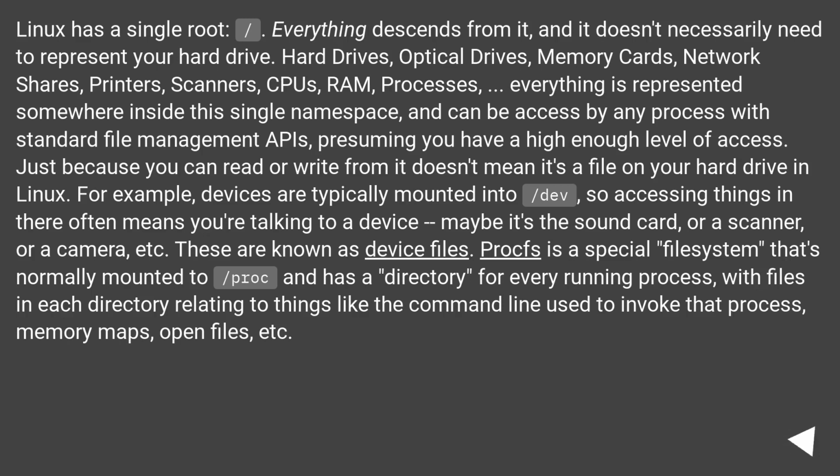In Linux, for example, devices are typically mounted into /dev, so accessing things in there often means you're talking to a device. Maybe it's the sound card, or a scanner, or a camera, etc. These are known as device files. Proc is a special file system that's normally mounted to /proc and has a directory for every running process, with files in each directory relating to things like the command line used to invoke that process, memory maps, open files, etc.